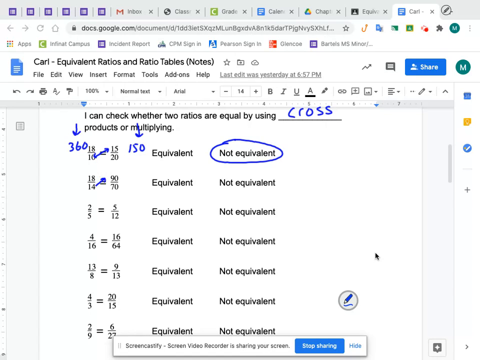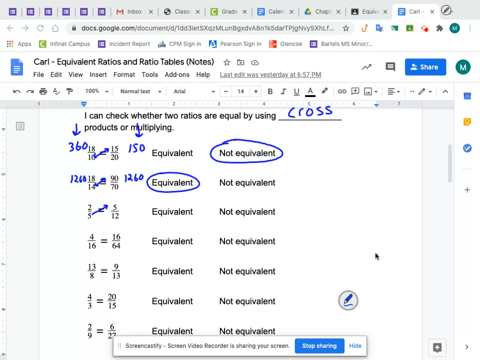Again, I am cross multiplying. So I'm going to take 90 times 14, which is 1,260. So then I'm going to take 80 times 70, which is also 1,260. So I know these two ratios are equivalent.